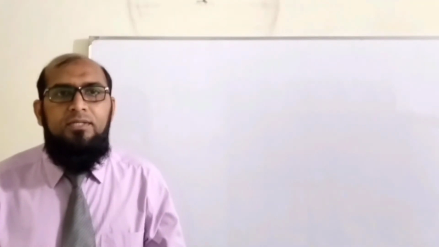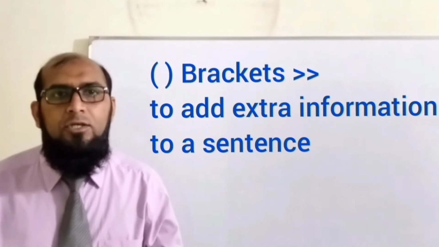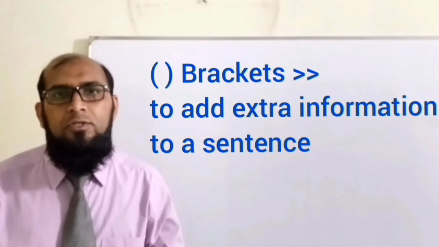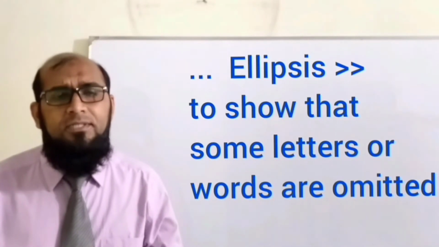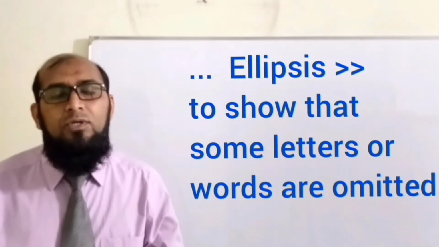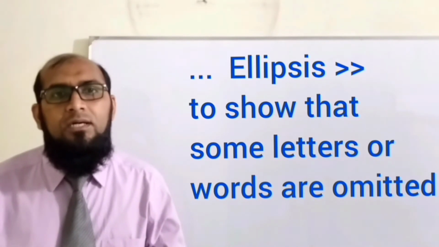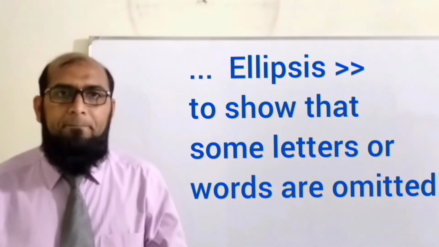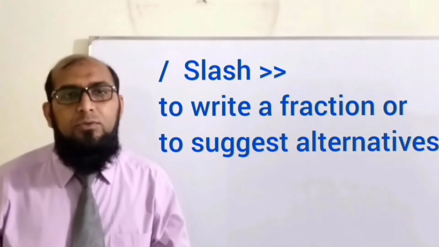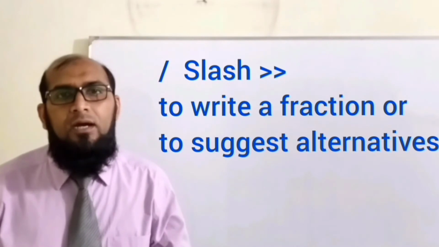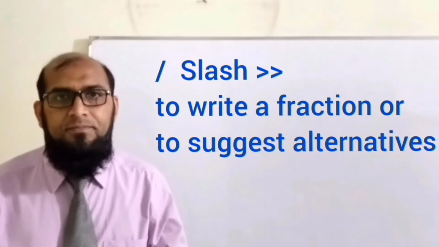Now you can see brackets, and we use brackets to add extra information to a sentence. Now you can see ellipsis, and we use ellipsis to show that some letters or words are omitted. And finally you can see slash. We use slash to write a fraction or to suggest alternatives.